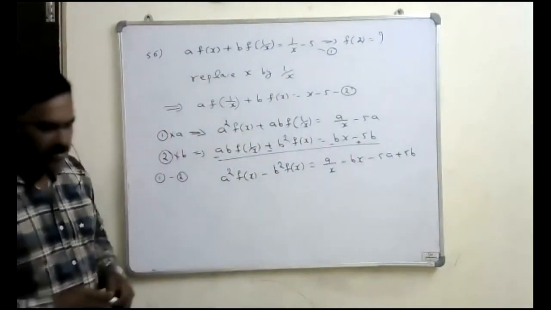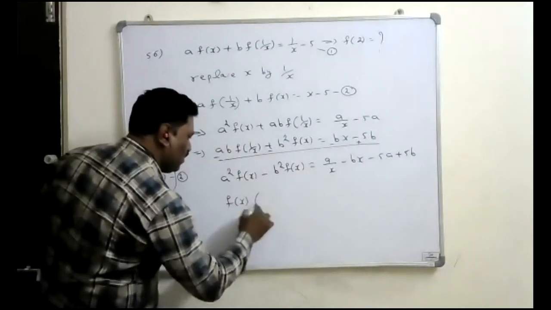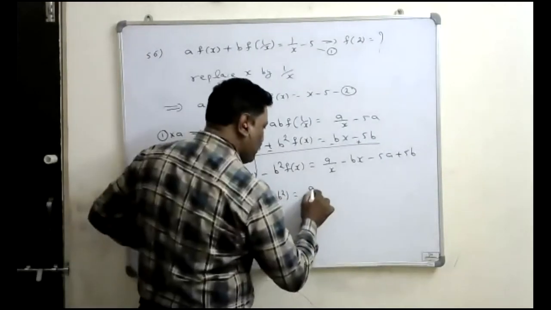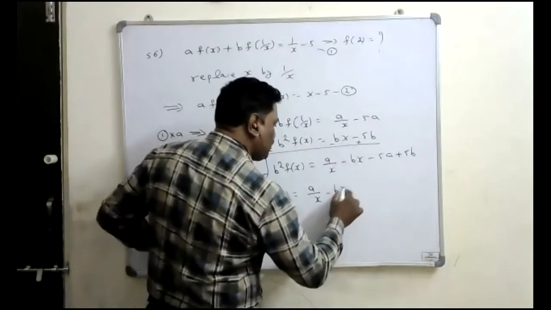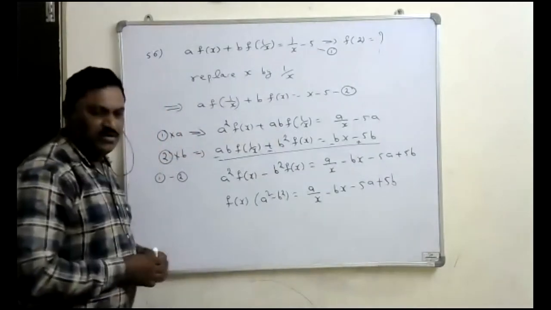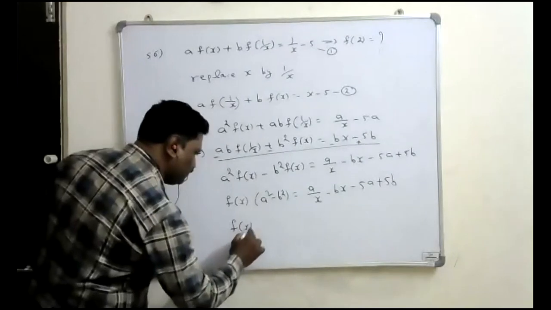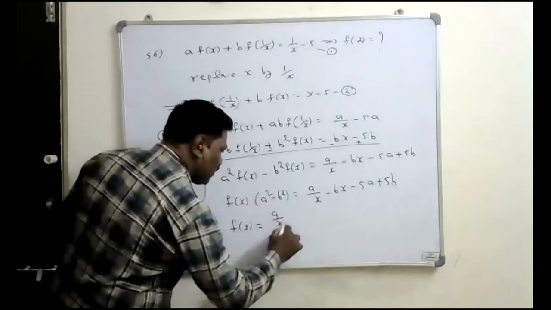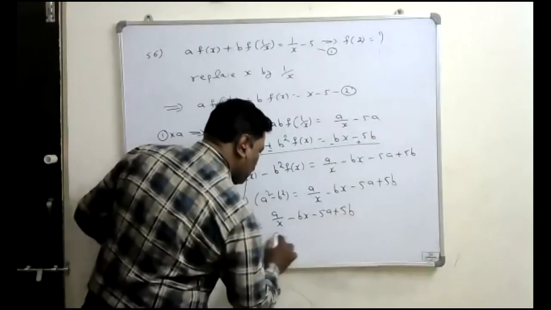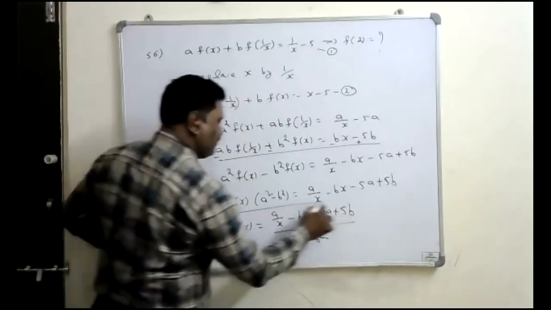Okay, this is what we got. Now from both, f of x is common, so take f of x common, remaining is a square minus b square, which is equal to a by x minus bx minus 5a plus 5b. Now divided by a square minus b square, therefore we will get that f of x is equal to a by x minus bx minus 5a plus 5b upon a square minus b square. This is the function f of x.